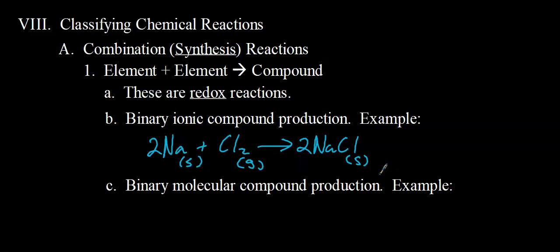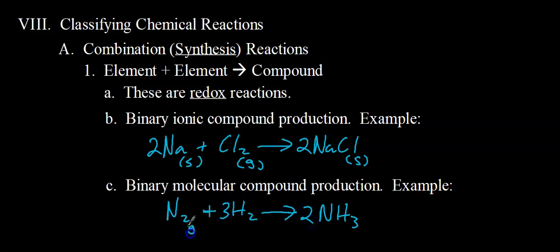Let's take a look at the formation of a binary covalent or molecular compound. So we have nitrogen and hydrogen reacting to form ammonia. Let's balance this. Both nitrogen and hydrogen are gases at room temperature. Ammonia is also a gas. If you did not know that, that information would likely be provided to you.